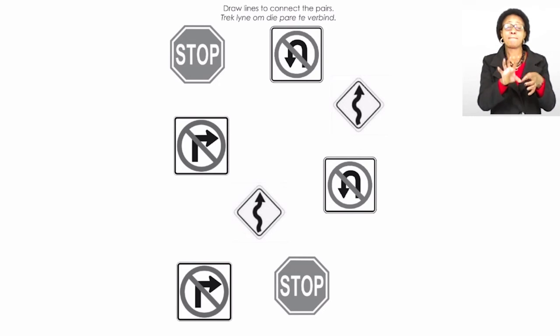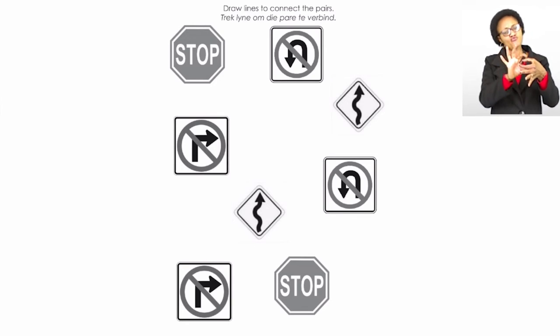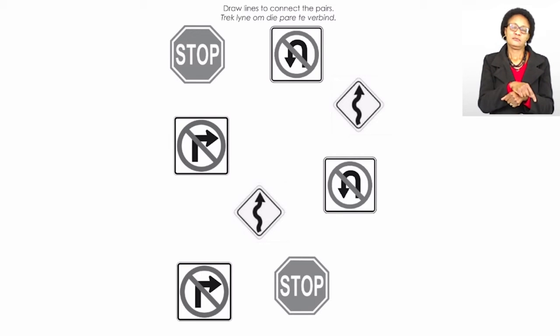The first one is very easy because we talked about it before. It is the stop sign. You can see that it starts with the letter S. And I want you to please draw a line to connect the first stop sign you see to the second stop sign that you see.